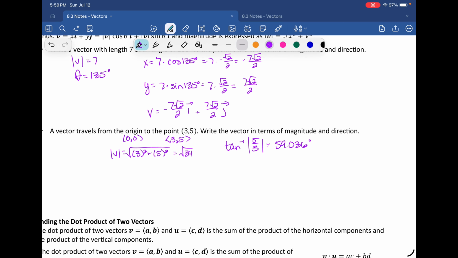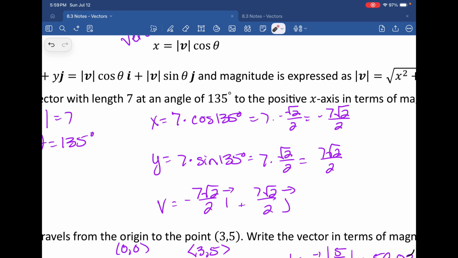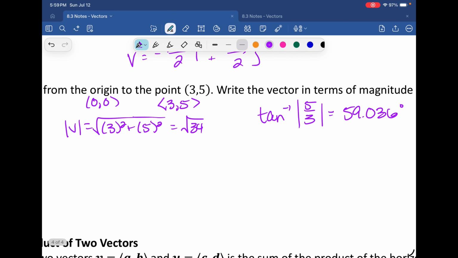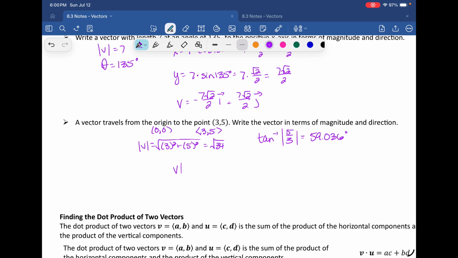That's not a unit circle value, so I can't do what I did here with cosine 135 and sine 135. Those were unit circle numbers. 59 degrees is obviously not a unit circle value. So we write it, vector v equals magnitude cosine angle i plus magnitude sine angle j.